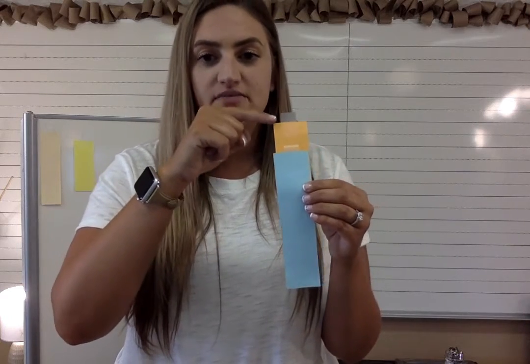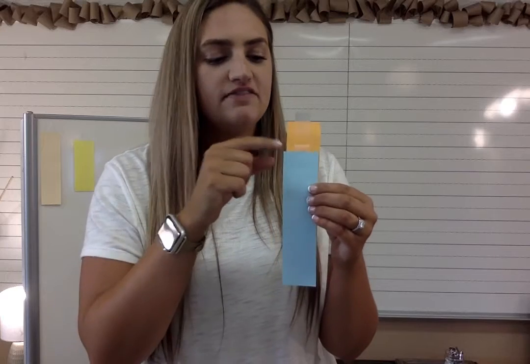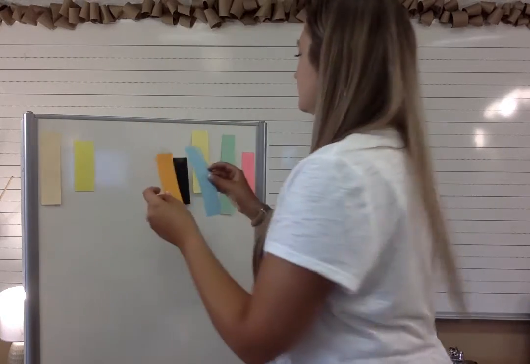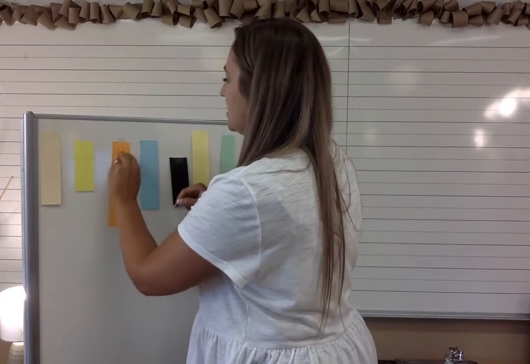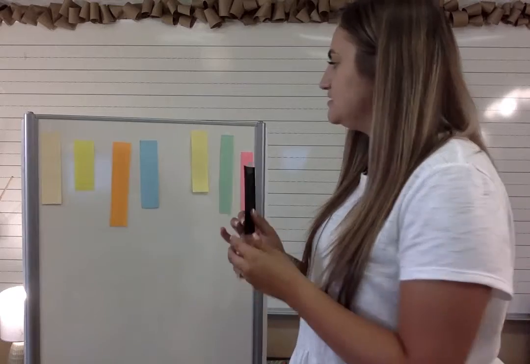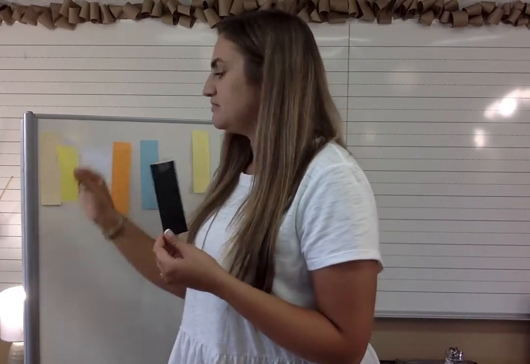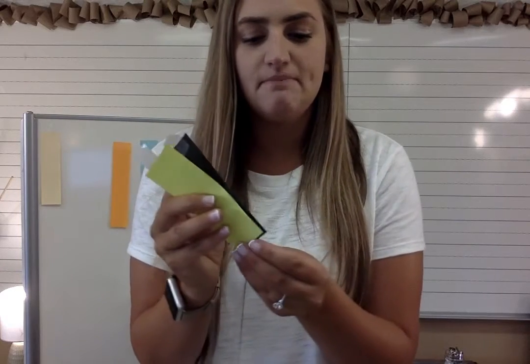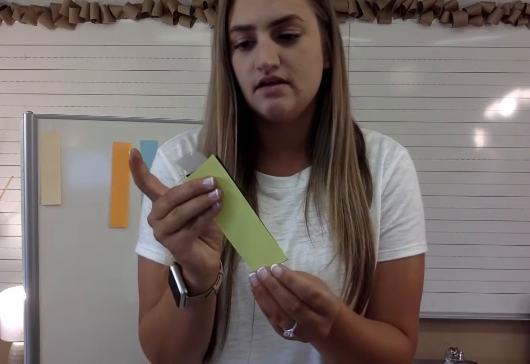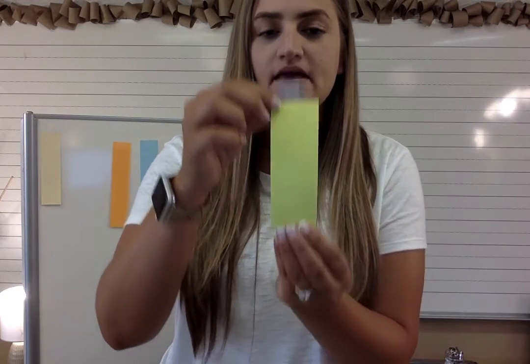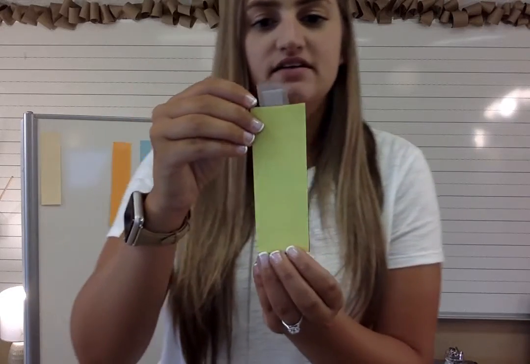The orange piece of paper is longer than the blue one because it sticks out further. The blue one is the shorter one. Let's see if I can try again and find a match. I'm going to pick this black piece of paper and this yellow piece of paper. So just like before, I'm going to put the edges together at the bottom, and then I'm going to measure and make sure that they line up on the top side as well.